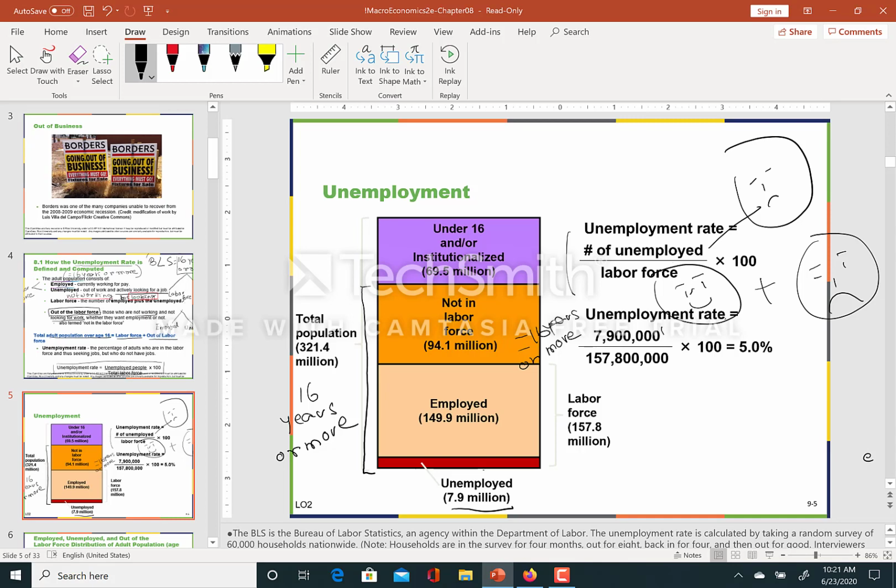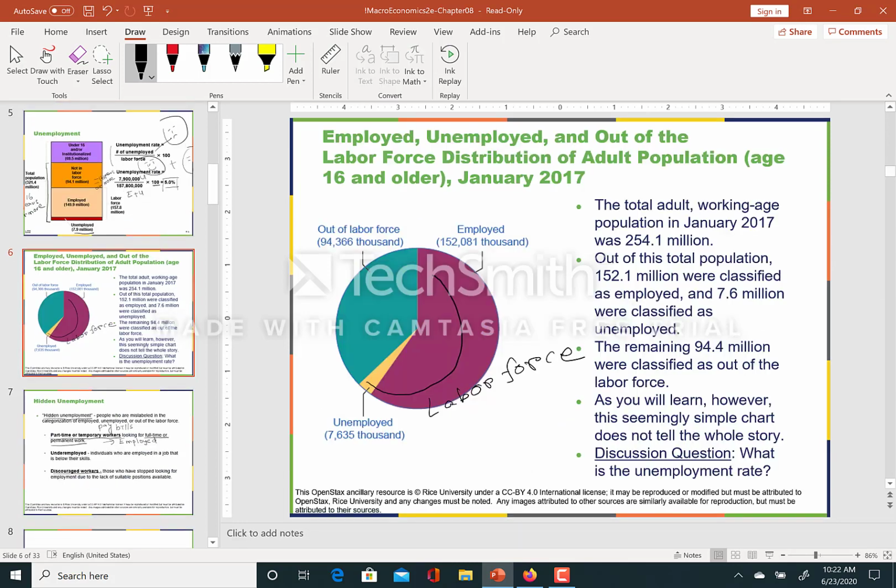So that's what I did here. I took the number of people unemployed over employed plus unemployed. The whole ratio I multiplied times 100. My result is equal to 5%. So I have a pie chart showing me a different example, and I can really calculate my unemployment rate using the numbers in this pie chart.